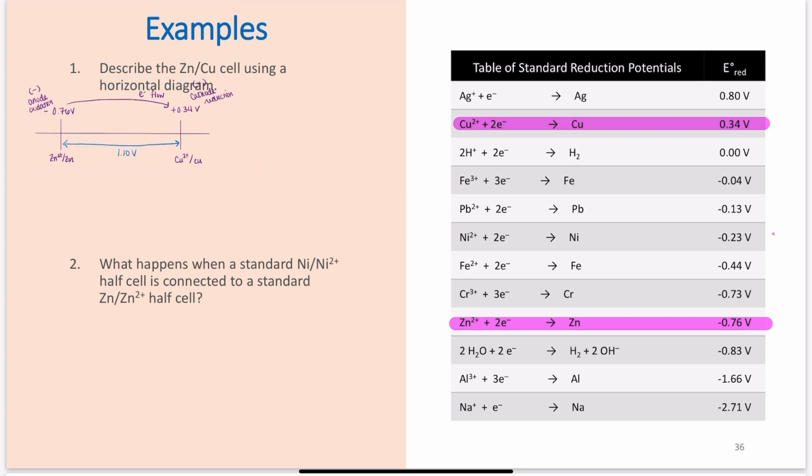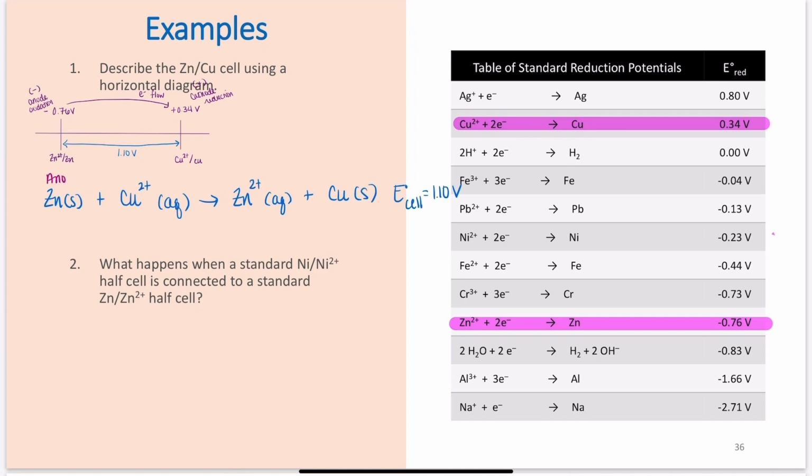So what this is representing is zinc solid reacting with copper 2+ aqueous, giving me zinc 2+ aqueous plus copper solid. And the cell potential here is 1.10 volts. And now I can easily write out my shorthand notation as well.